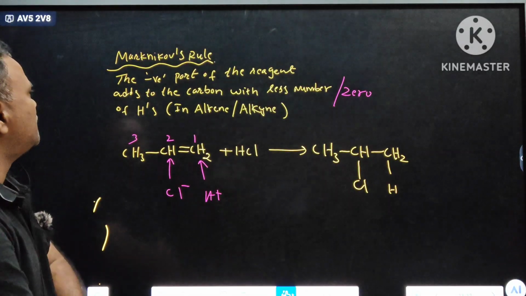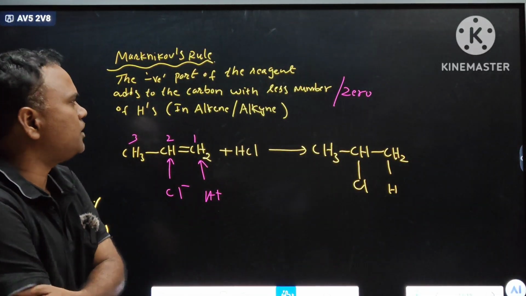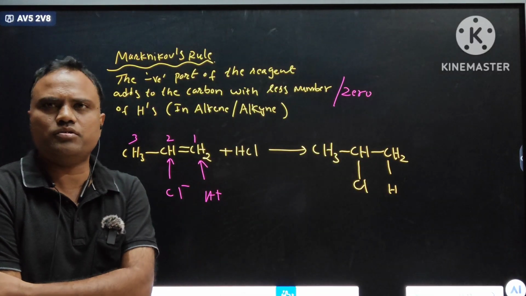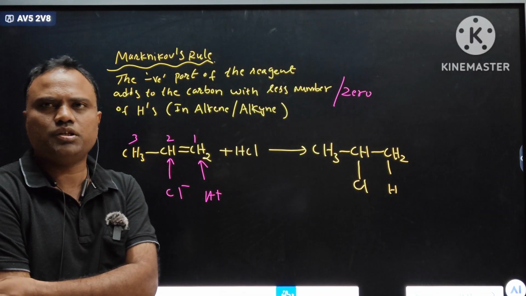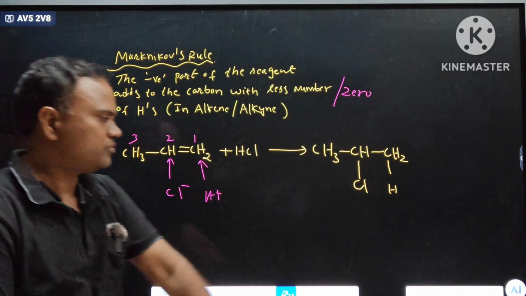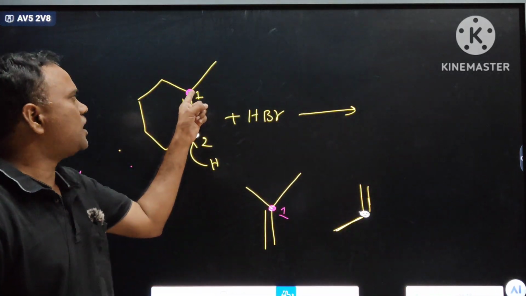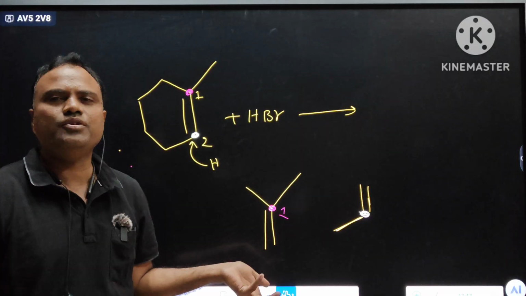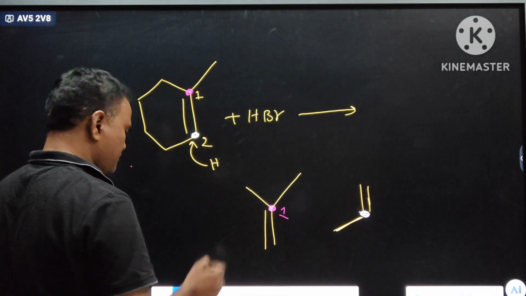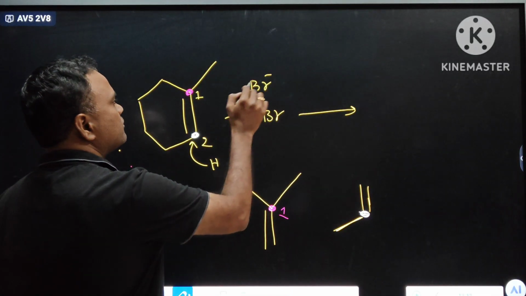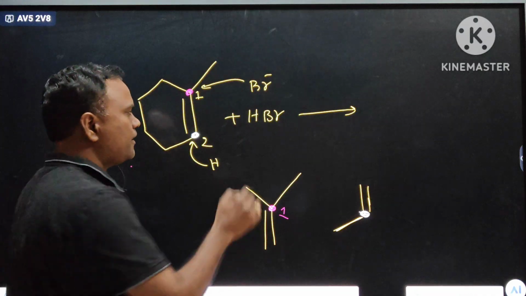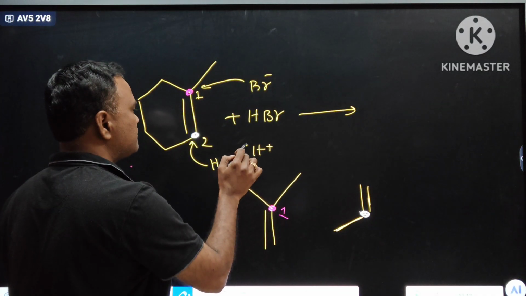The negative part of the reagent adds to the carbon with less number or 0 number of hydrogens. Less or 0. Clear? You see, this is not having hydrogens, means 0. So add Br negative there to this, and hydrogen to this.